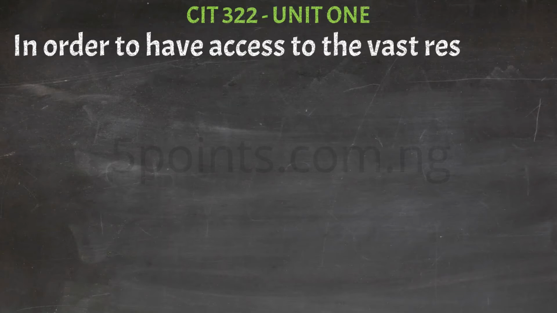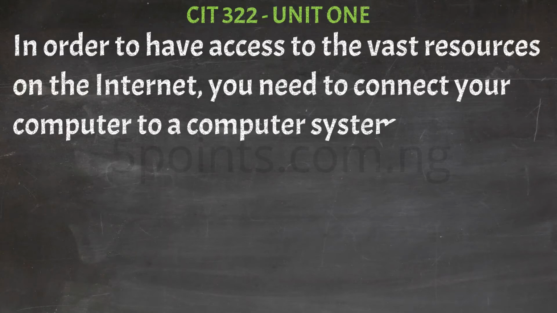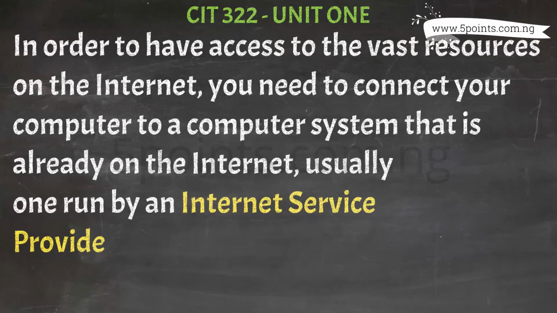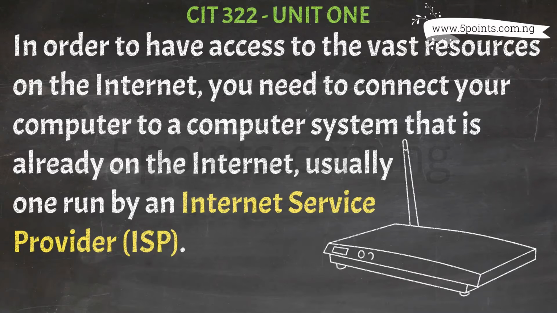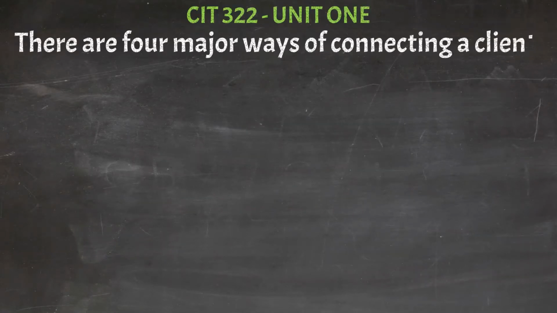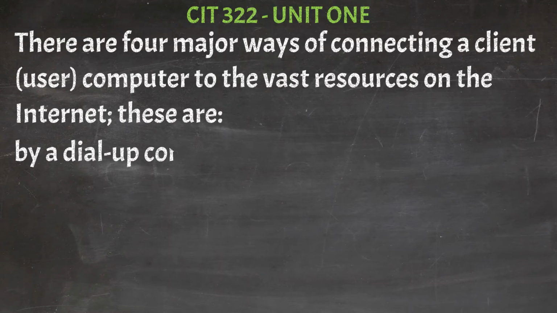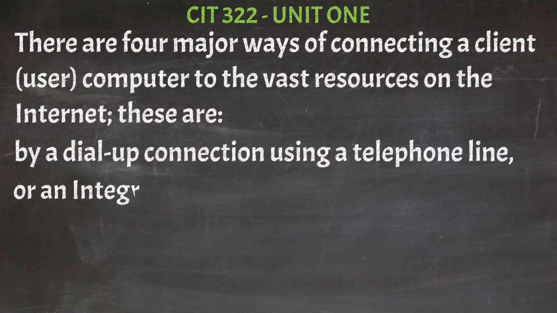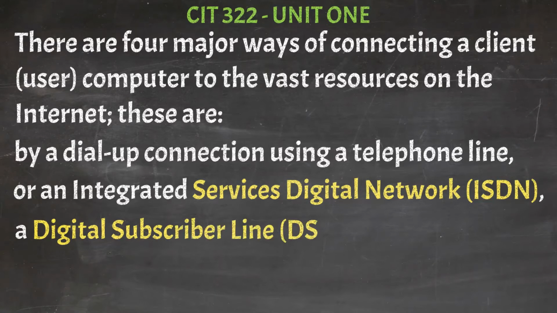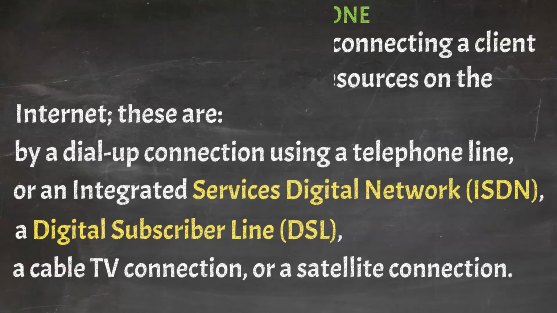In order to have access to the vast resources on the Internet, you need to connect your computer to a computer system that is already on the Internet, usually one run by an Internet Service Provider, ISP. There are 4 major ways of connecting a client, user, computer to the vast resources on the Internet. These are, by a dial-up connection using a telephone line, or an Integrated Services Digital Network, ISDN, a digital subscriber line, DSL, a cable TV connection, or a satellite connection.